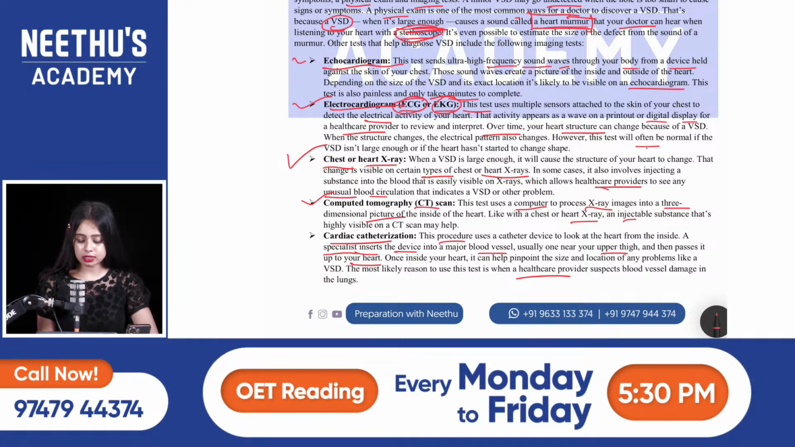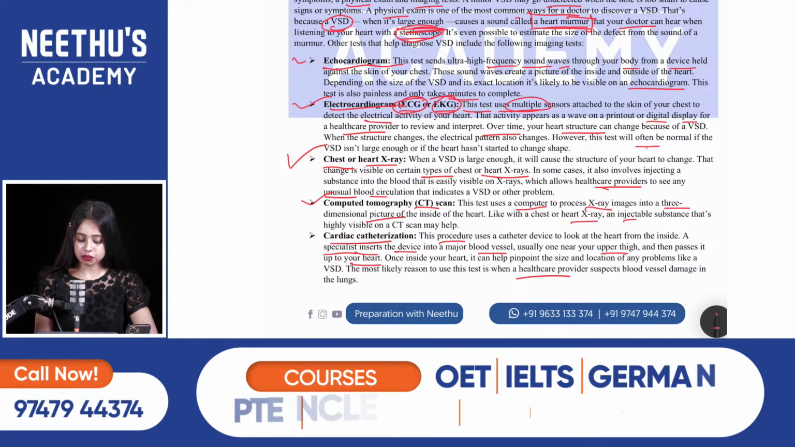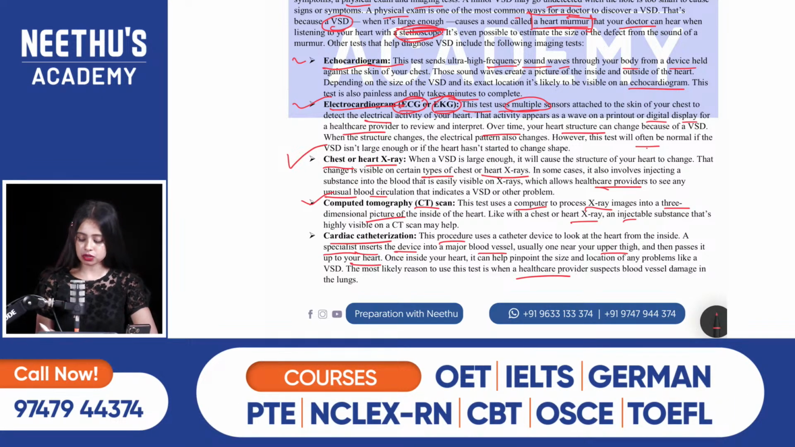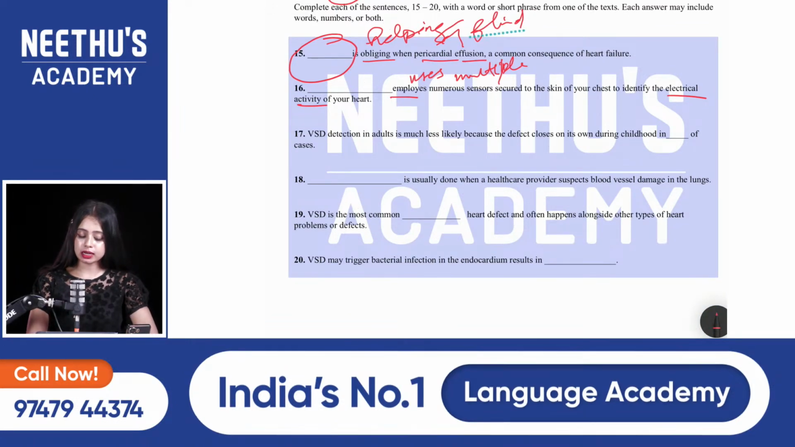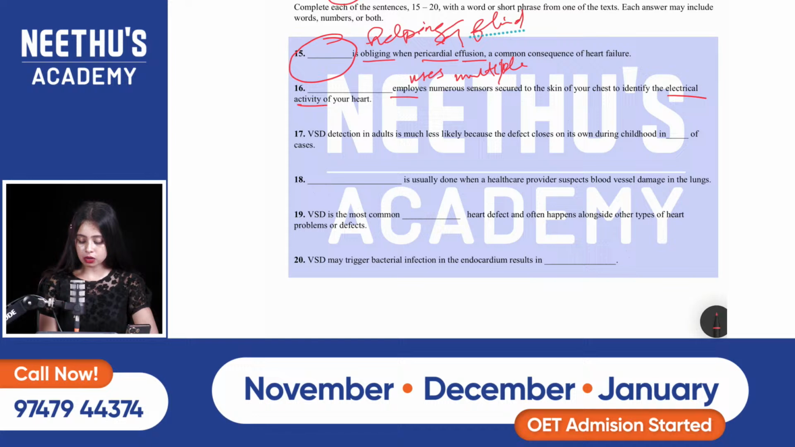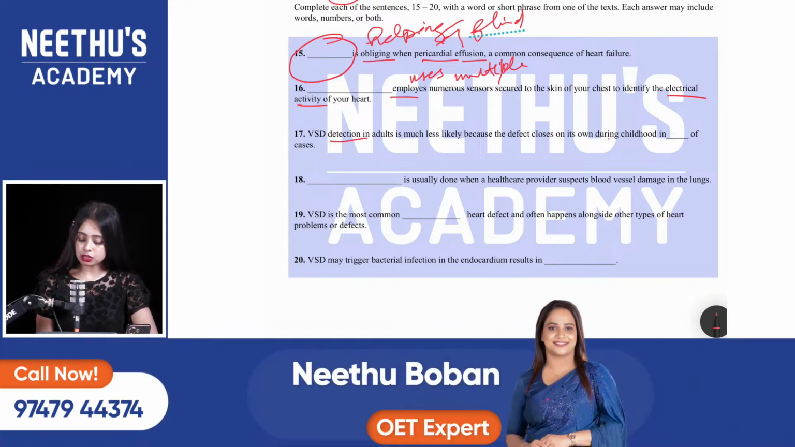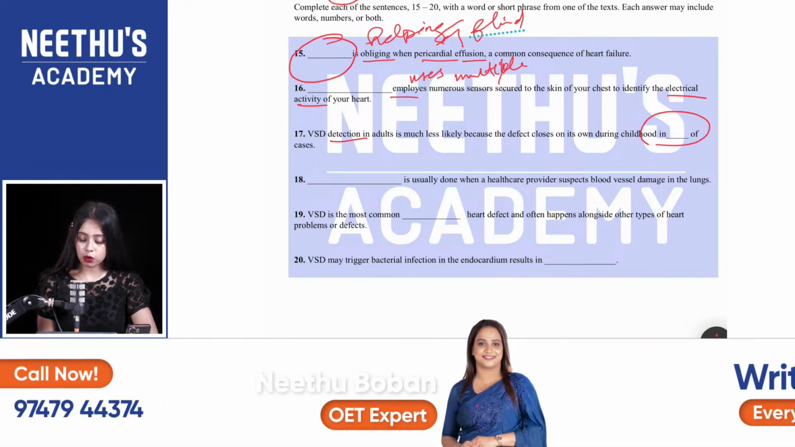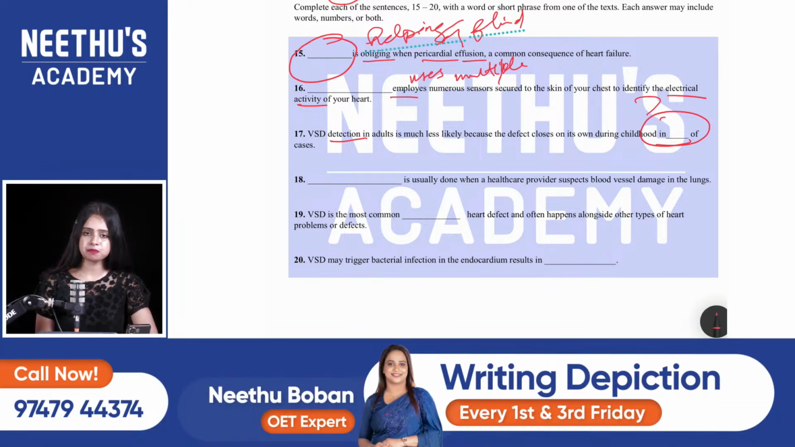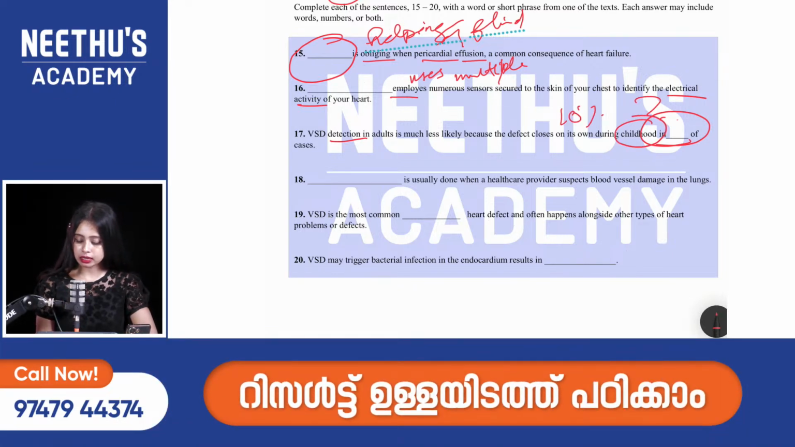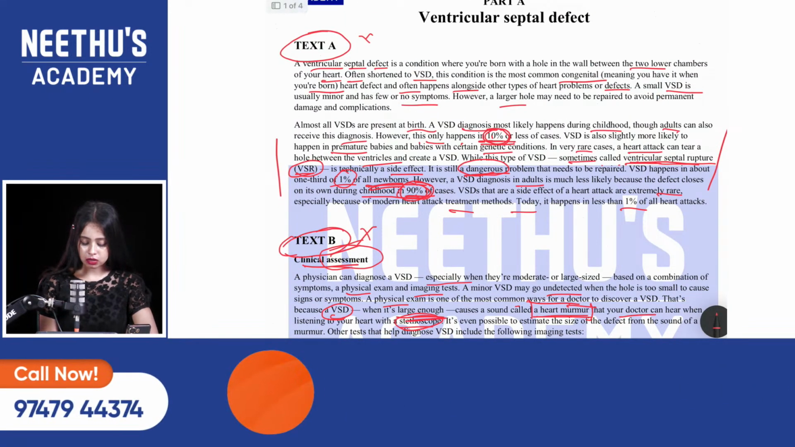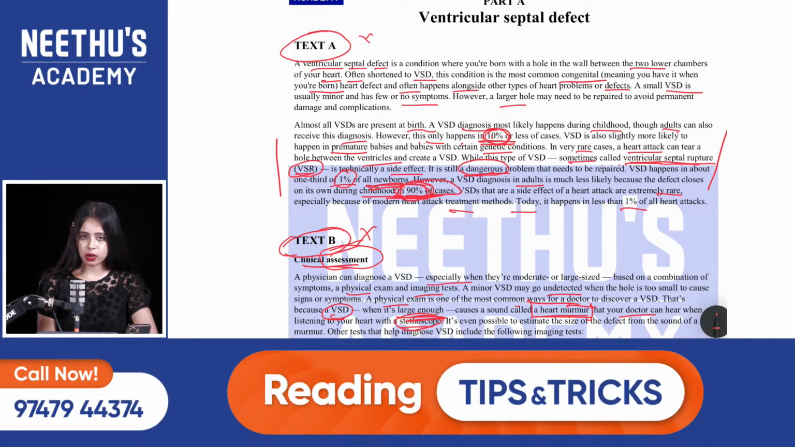That's it. This test uses multiple sensors attached to the skin of your chest to detect the electrical activity of your heart. That is the correct answer. Alright, 17th one. VSD detection in adults is much less likely because the defect closes on its own during childhood in dash of cases. I think it needs a number. You know that for adults it was 10%. For childhood, it was 90%. Remember, text A: childhood 90% of cases. So answer is 90%.